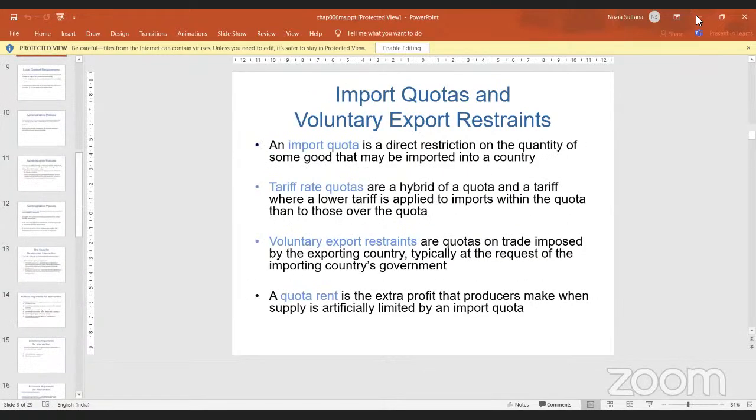These are barriers. This is next class, barriers.